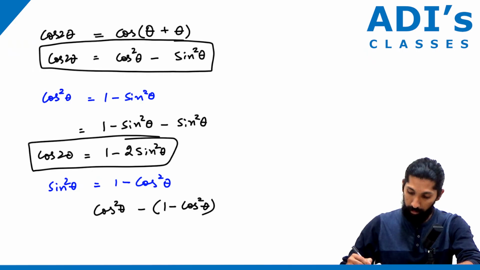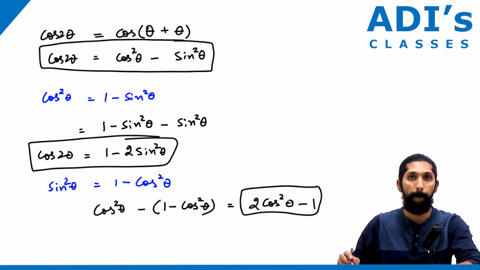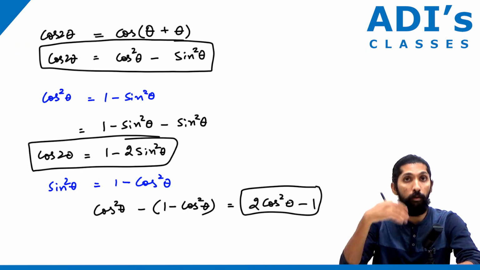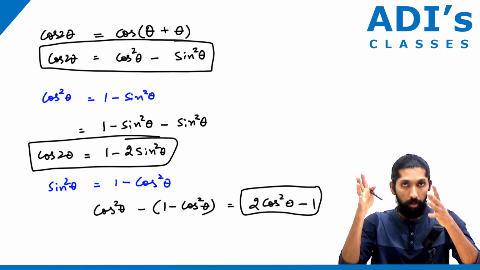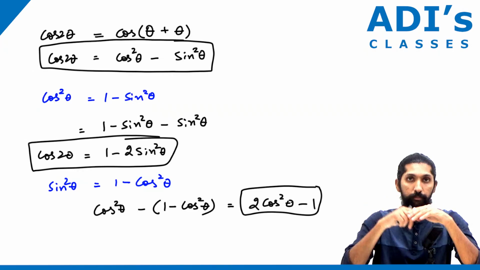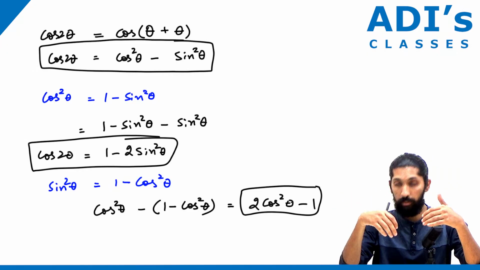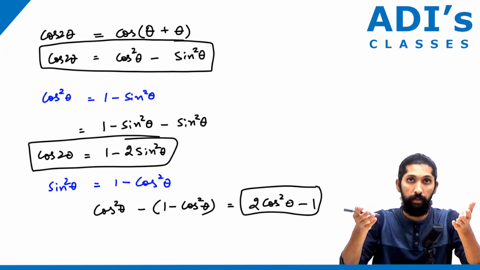So what will you get here now? This will be equal to 2 cos square theta minus 1. So this is going to be one more identity. Fine. We have one more. So basically we have 4 different forms for cos 2 theta. See, the first one is based on cos square and sin square both. Second one is based on only sin square. Third one is based on only cos square. The fourth one is based on tan square.